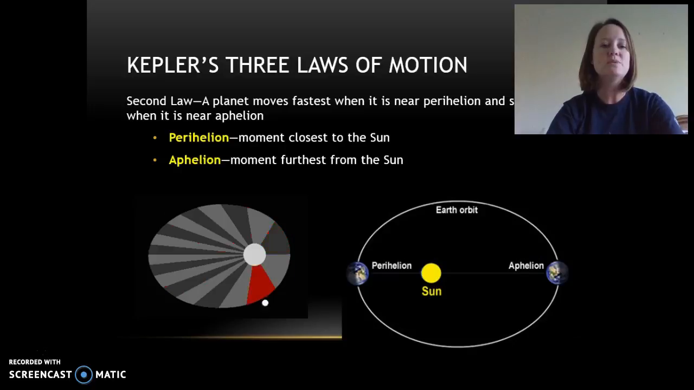And the reason is because we cover the same amount of area in the same period of time. And you can see from the diagram how that changes. And the same is true for all the planets. When they are in perihelion or closest to the sun, they're going to be moving faster through their orbit.